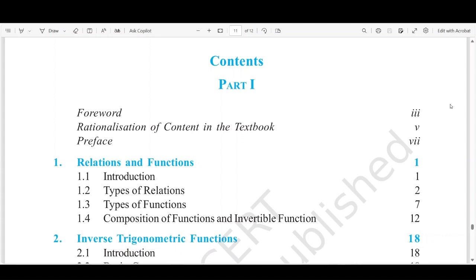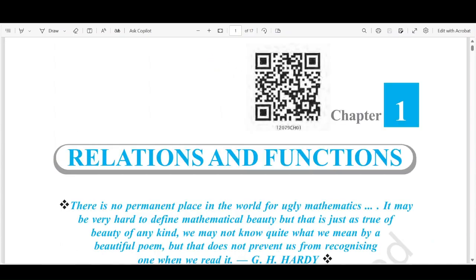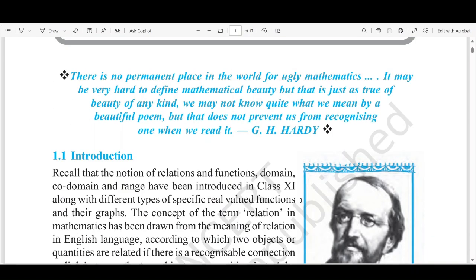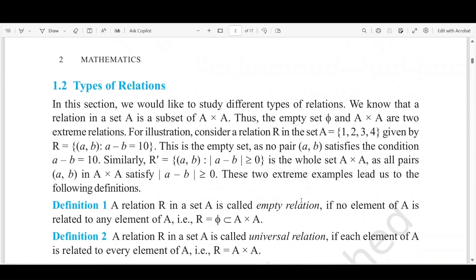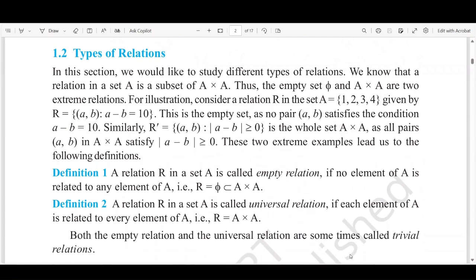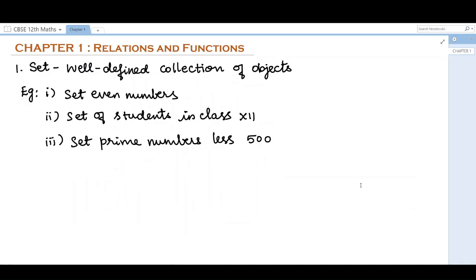In Class 11, you have discussed in detail sets and Cartesian product, and you have the basic knowledge of relations and functions. In Class 12, we are going to discuss the types of relations and functions. Also, we will be discussing composition of functions and invertible functions. Before getting into the types of relations and functions, we will have a quick revision of the ideas of set and Cartesian product.